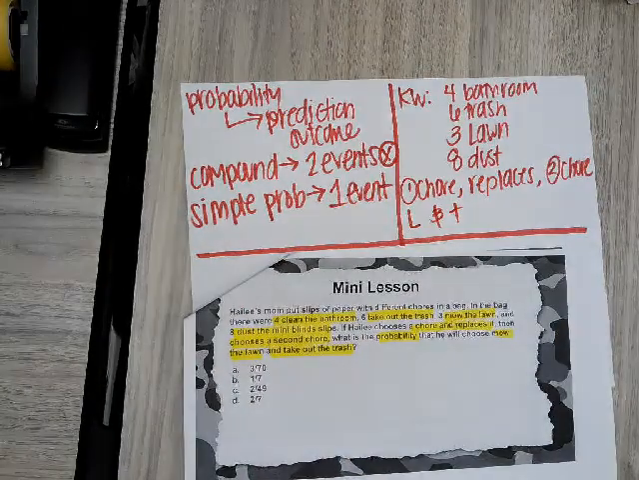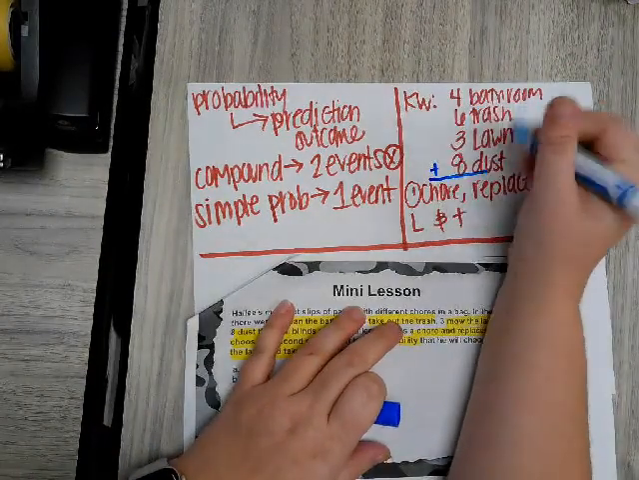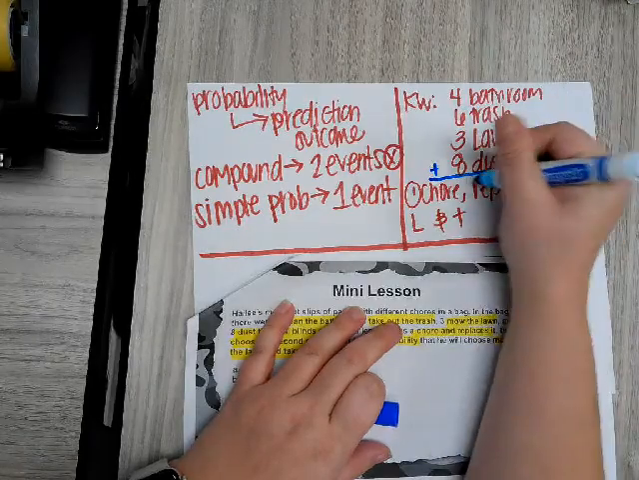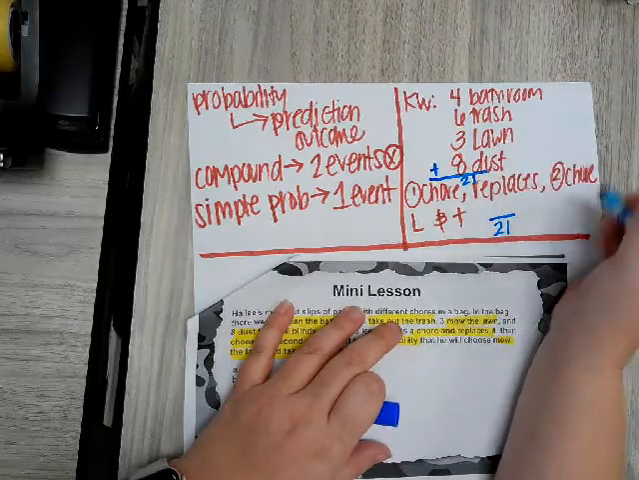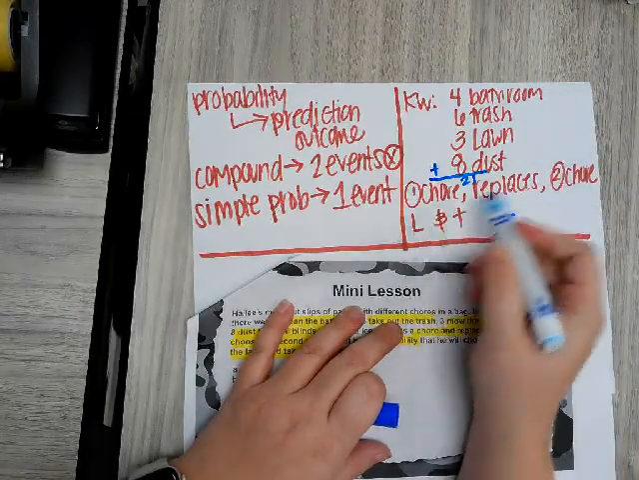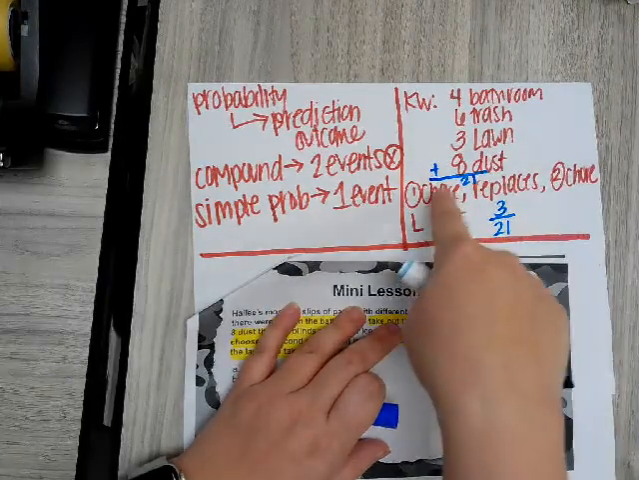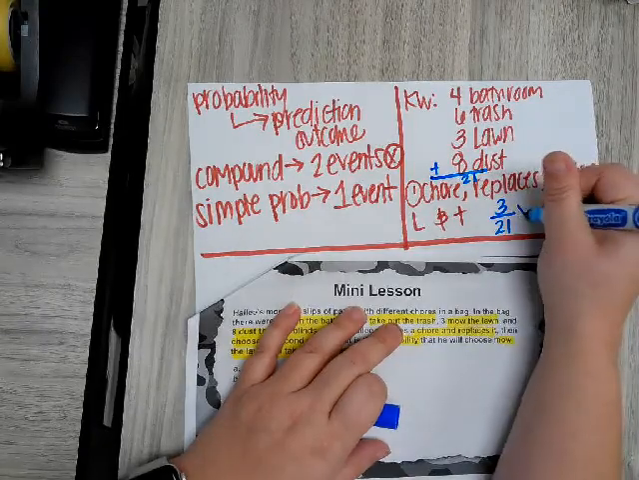Okay, so if I add up all my numbers, that's 10 plus 3 is 13 plus 8, that's 21. So we have 21, out of 21, we want to know for the lawn. So that would be 3 out of 21. Anytime I have 2 events happening, I'm going to be multiplying.